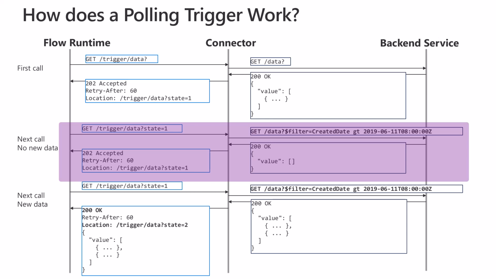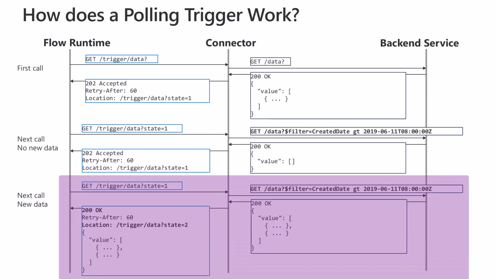After the retry interval times out again, the flow makes another call to the connector using the same location header and state. Again, the connector does the appropriate filtering using the created on date. This time, the new data becomes available, so the backend returns all the new data back to the connector. The connector now returns an accepted message, a retry interval, the new state value, and an array of values containing all the new data that became available after the created date.